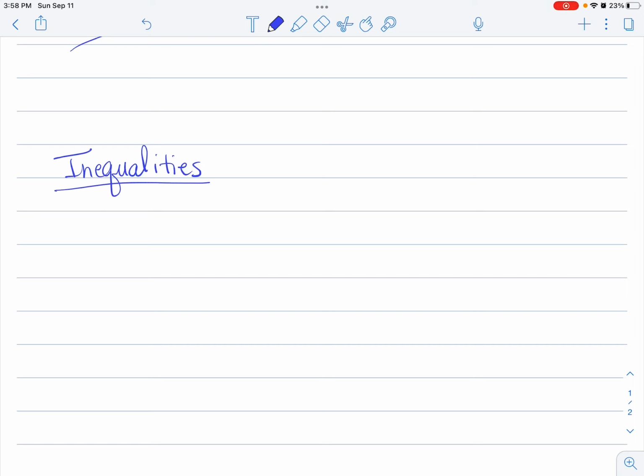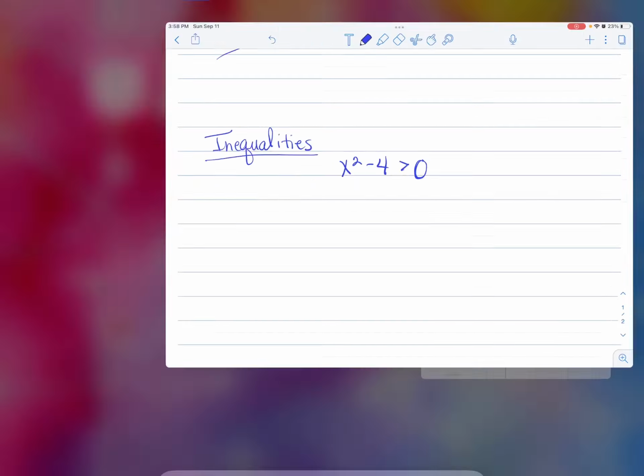So let's look at the inequality of, so let's do something pretty straightforward right now. Let's do the inequality x squared minus 4 is greater than 0. Now remember, whenever you're solving an inequality, then my answer is not just 2 or 10, it's a set of numbers, okay? So let's solve this one.